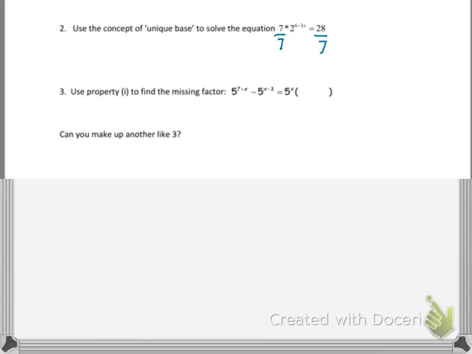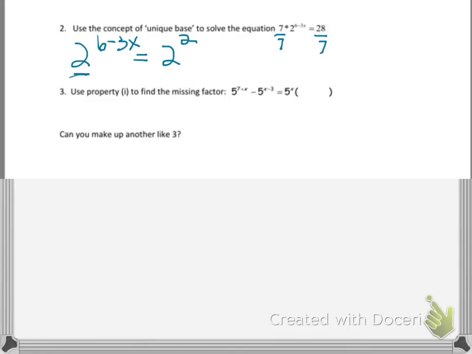So now I have 2 raised to the power 6 minus 3x, and that's going to equal 28 divided by 7, which is 4. Do I have a unique base? Which means, do I have the same base? Not yet. But can't I make that 4 into a 2 squared? So let's do that. I'm just going to do it right here in the interest of space. Instead of writing the 4, I'm going to make this 2 squared.